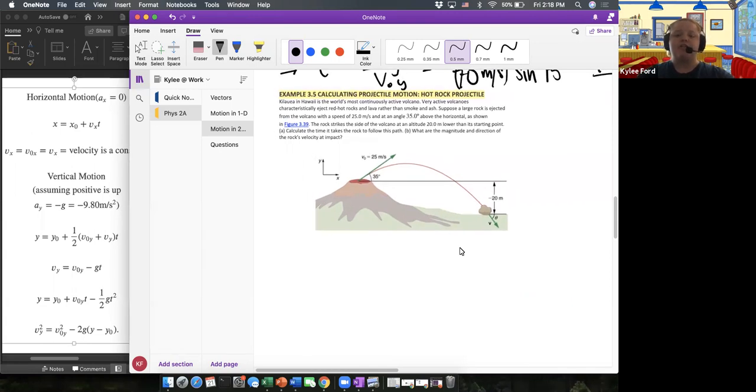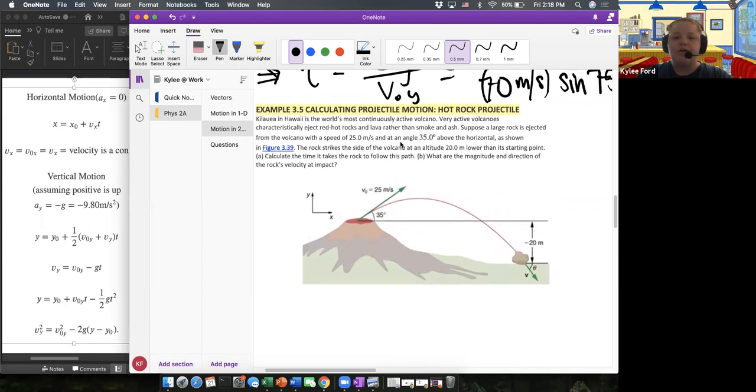We are looking at the projectile motion of a Pisa volcano. So we have a volcano, and it has projected a rock fragment at a velocity of 25 meters per second at an angle of 35 degrees. And it states that it lands negative 20 meters, or 20 meters below what I'm going to call zero, my initial position.